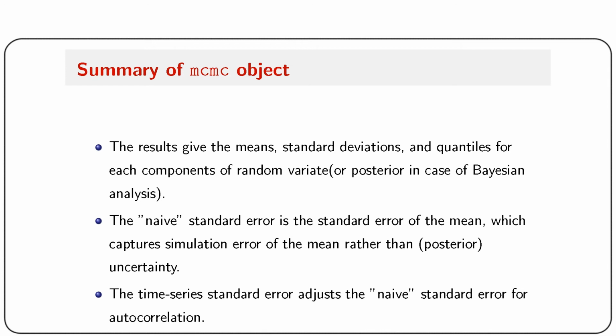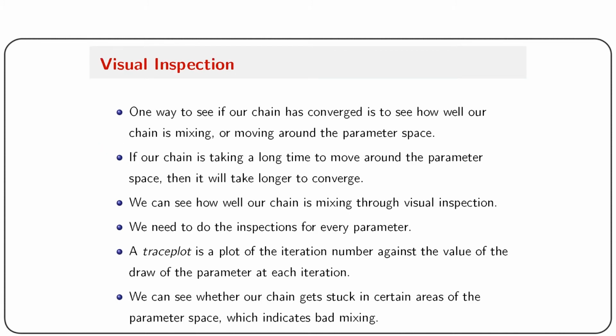The results give the means, standard deviations, and quantiles for each component of the random variate. The naive standard error is the standard error of the mean, which captures the simulation error of the mean rather than uncertainty. The time series standard error adjusts the naive standard error for autocorrelation.